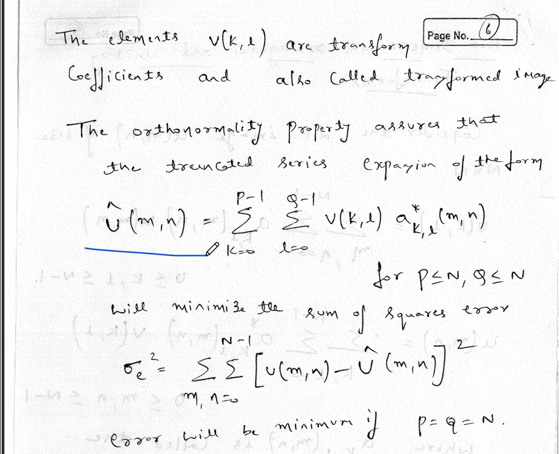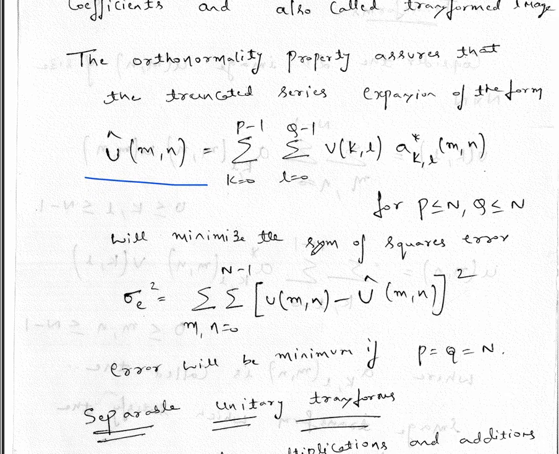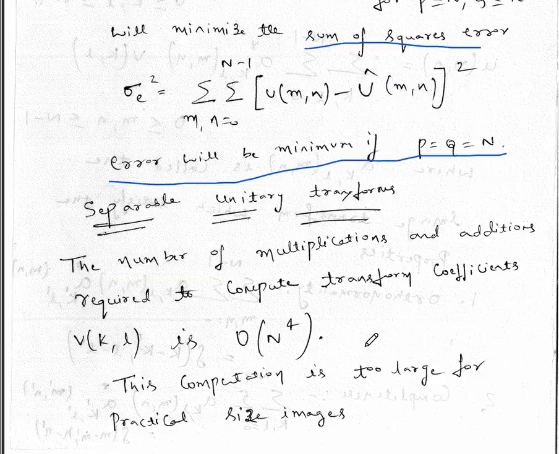So û(m,n) is represented by k equal to 0 to p−1 and l equal to 0 to q−1, of v(k,l) a*_{k,l}(m,n). After minimizing, it will become the sum of square errors, and the final equation would be ζ_e² equals the summation over m,n equal to 0 to N−1 of (u(m,n) − û(m,n))². So this is the sum of squares error. Error will be minimum if p equals q equals N.